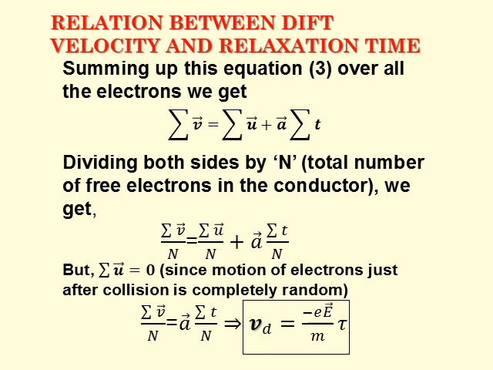Here we must understand why sigma u should be equal to 0. Just after collision, the motion of electrons is completely random. We have discussed this in the previous section. And since motion of electrons just after collision is completely random, the vector sum of their velocities just after collisions should be equal to 0. So we get the final expression for drift velocity as given in the box.